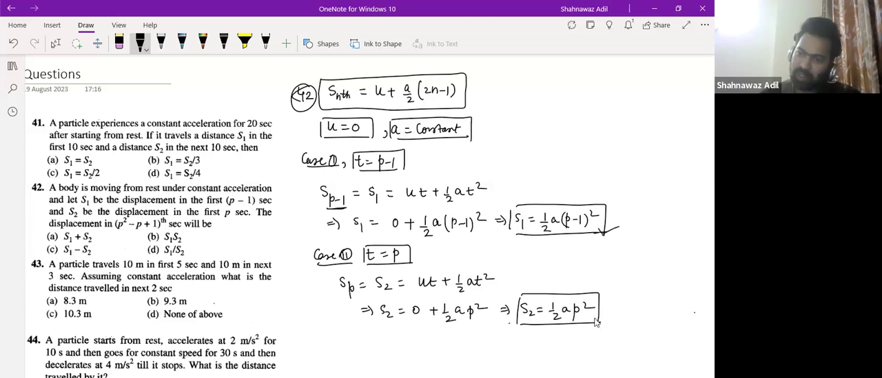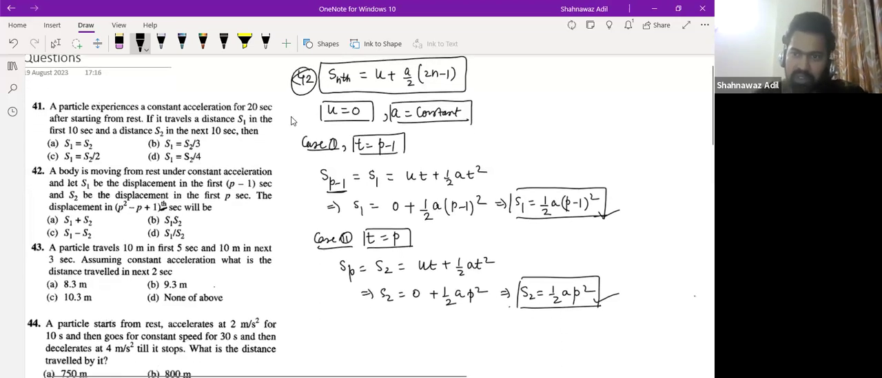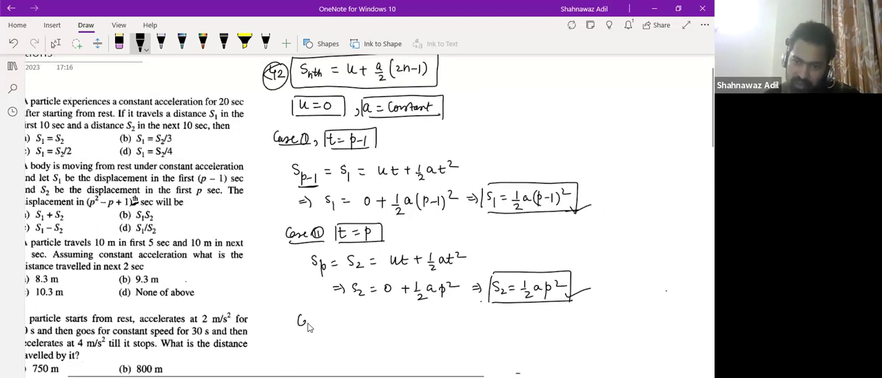What is S1? What is S2? Now we have to find out the displacement in nth second. Nth second we have to find out. Right. So we have to use this thing. So case third. Now T is, but we are calculating Tth second, right? And that T is how much? That is P square minus P plus 1. So S nth or Tth, what is that?